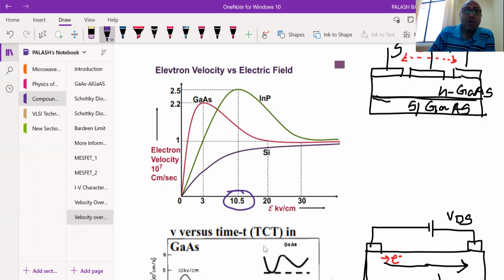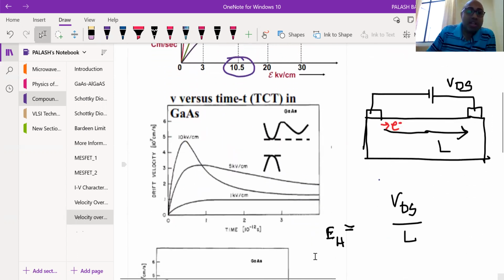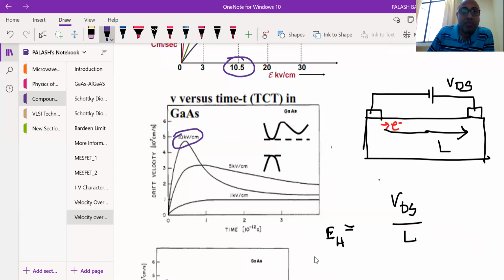So what will happen? As per our earlier understanding, you are expecting the velocity to look like that, but it is not like that. Why? Because of the overshoot effect, it travels a long distance, then it will come back, right? So how does it look? This is a plot of drift velocity versus time with different electric fields: 10 kilovolt per centimeter, 5 kilovolt per centimeter, 1 kilovolt per centimeter. These are the different electric fields that we have plotted.